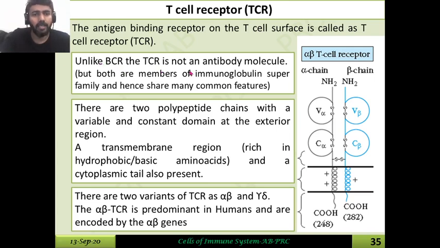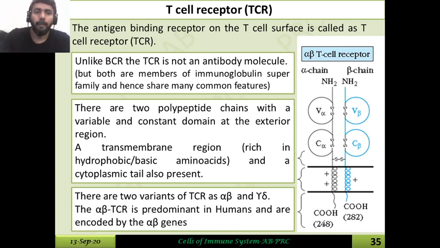So unlike the B cell receptor, this is not an antibody molecule. That is the most significant difference between the T cell receptor and the B cell receptor. This is not an antibody molecule, that we have to remember. But the B cell receptor was an antibody, that was an IgM or IgD molecule, right?